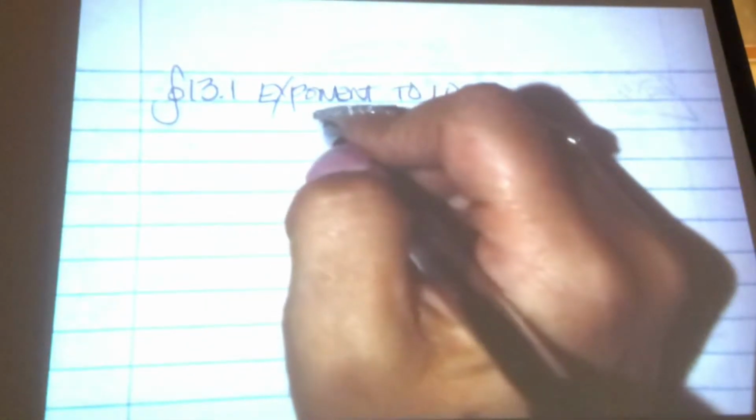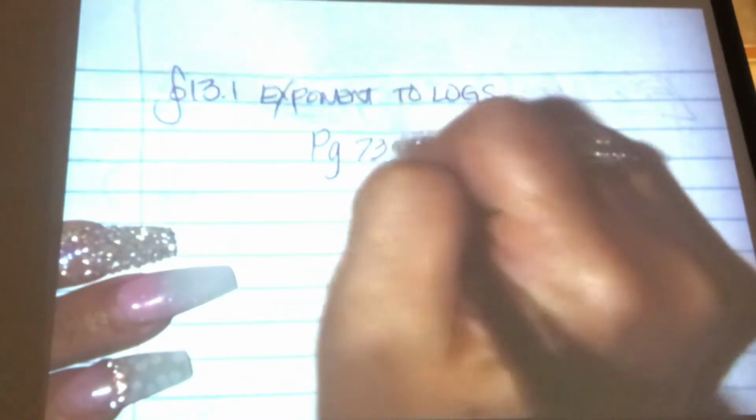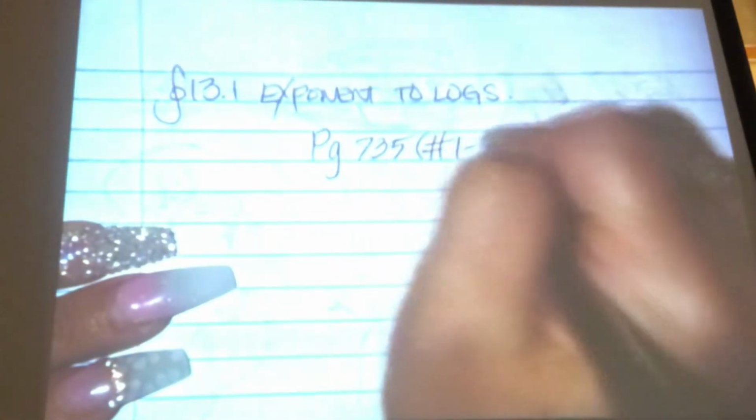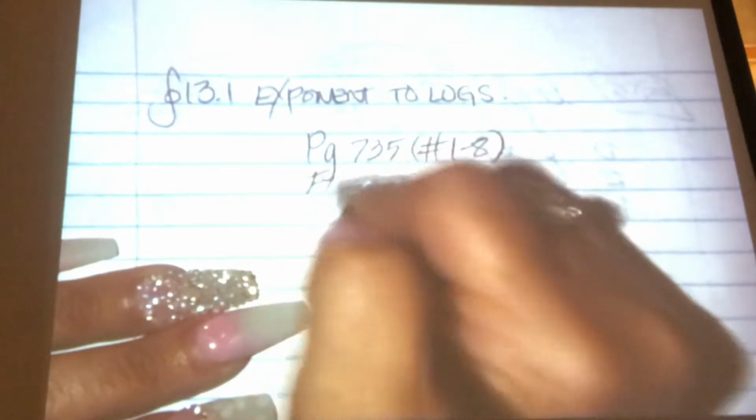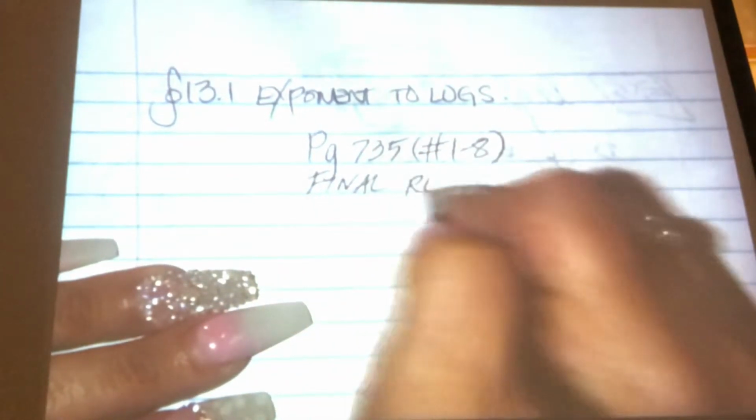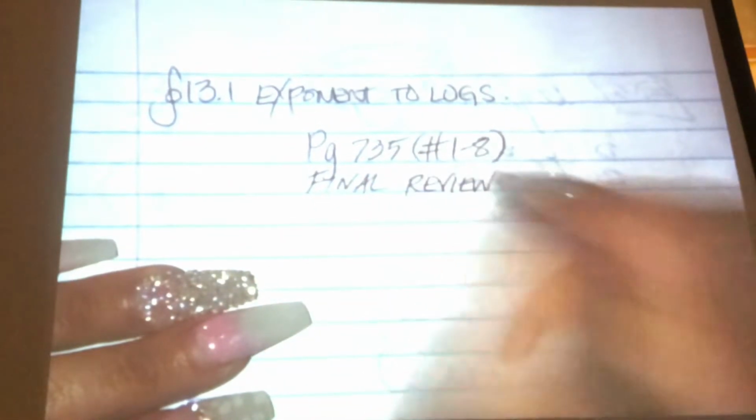I want to remind you that in addition to the homework that you have, you do need to work on your final review assignment. So tonight's homework is page 735. You're going to do numbers 1 through 8, which shouldn't take you too long. But you do need to work on the final review assignment, which was given to you before the break.